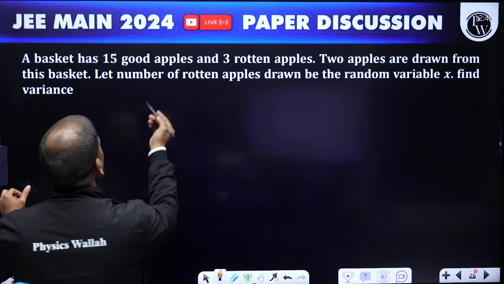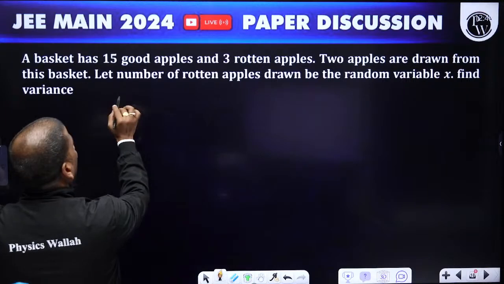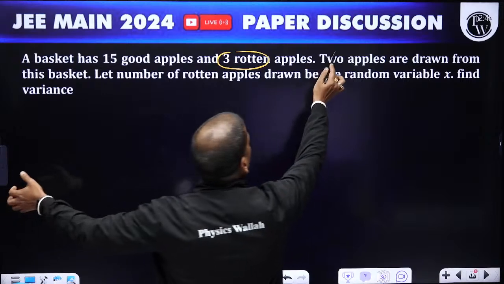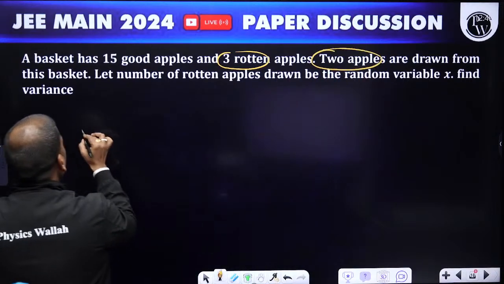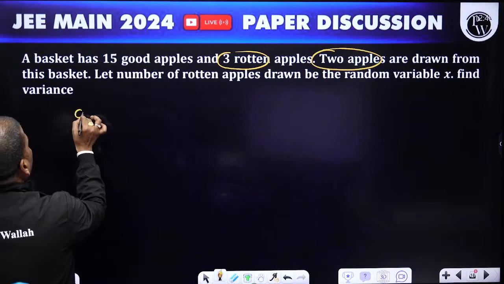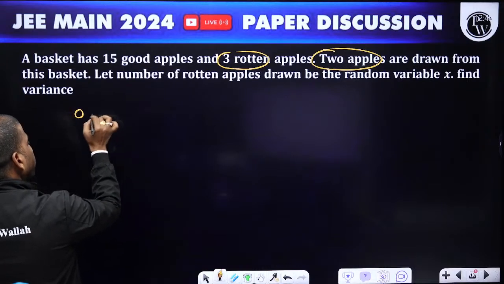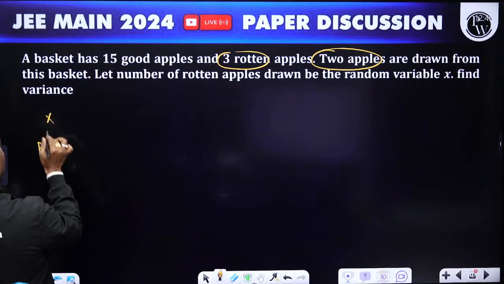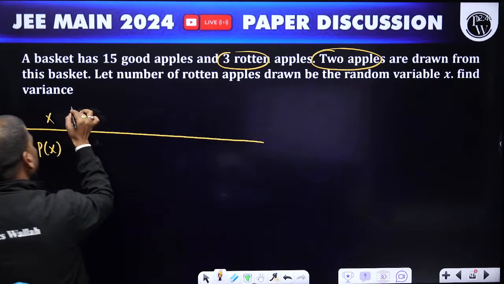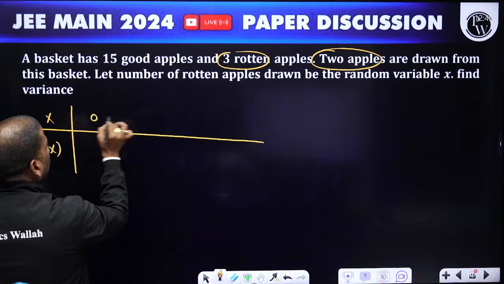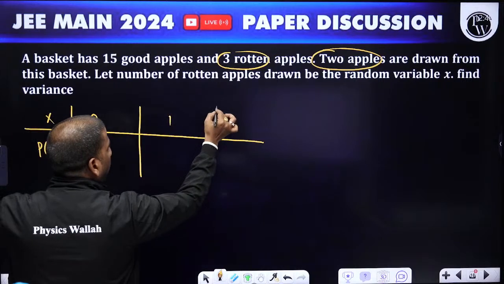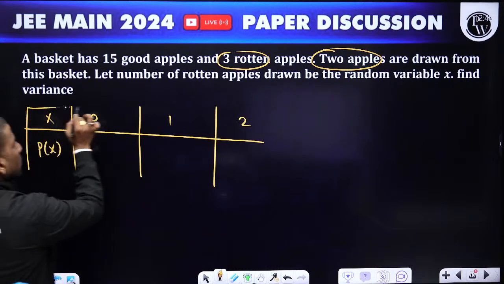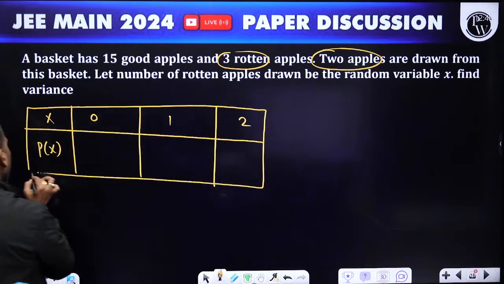So what is the random variable question? The rotten apples. How many? Total 3 rotten apples, right? But we are taking 2 apples. So 0 rotten apple, 1 rotten apple, 2 rotten apples, right? So actually probability distribution P of x, 0, 1, 2, both are rotten apples, right? So this is the probability distribution table.